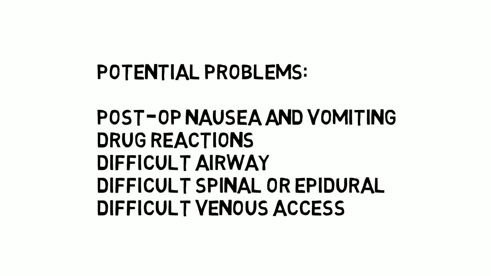A surgical history allows us to assess whether the patient has had any previous problems with anaesthesia that we can try to avoid. Examples of problems may include post-operative nausea and vomiting, adverse drug reactions, difficulty with ventilation or intubation, a difficult to insert spinal or epidural, difficult intravenous access, awareness, needle or mask phobia.